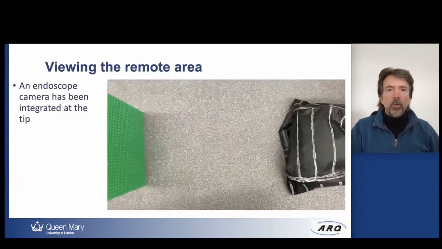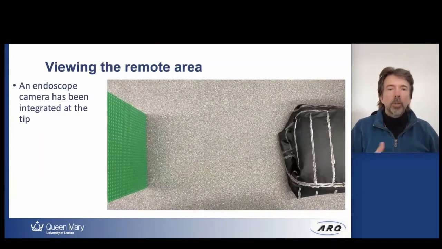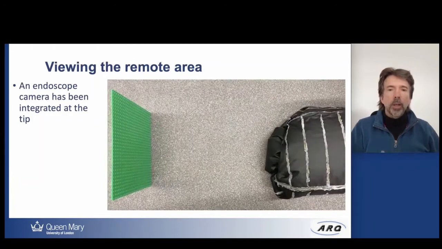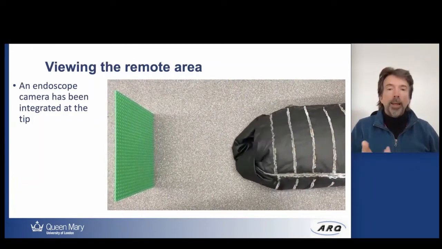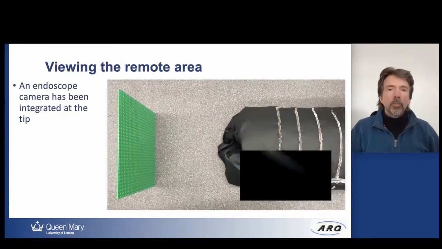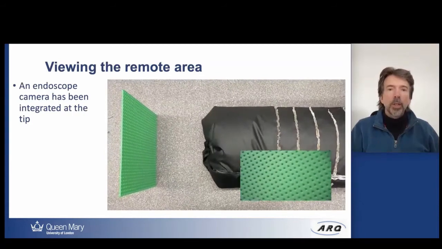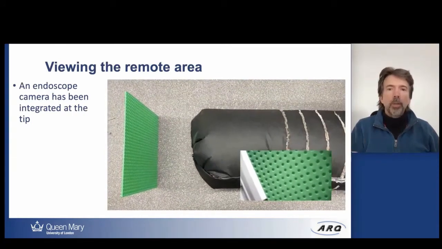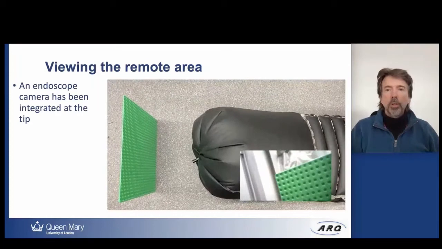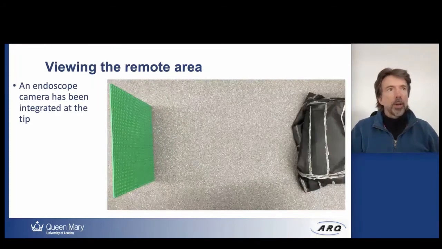And we cannot only go there, reach these people, but we can also deliver sensors, like in this example, where a camera is integrated, and once the robot has everted sufficiently, we can use the camera feedback to understand what is happening in that remote area.